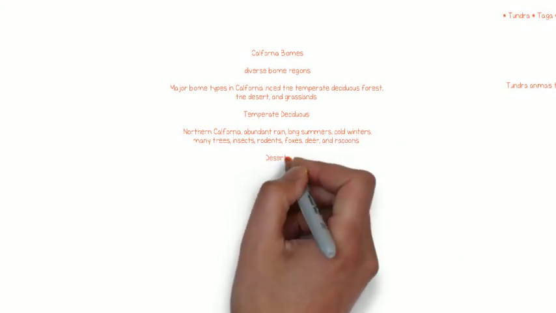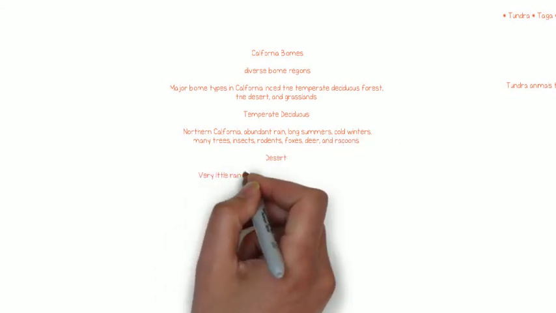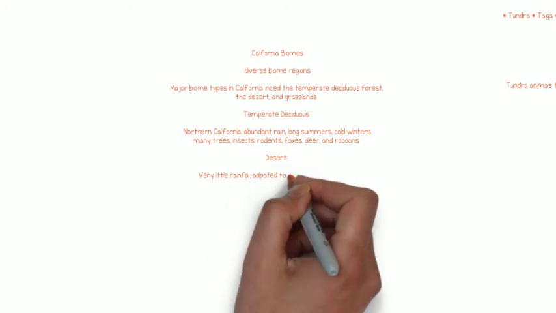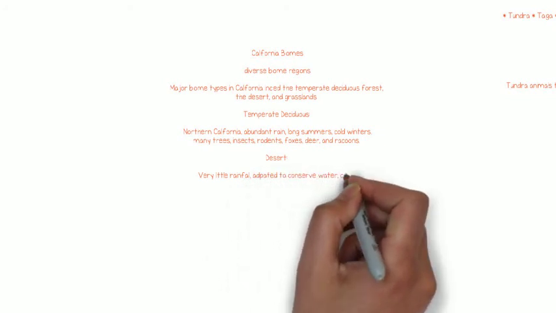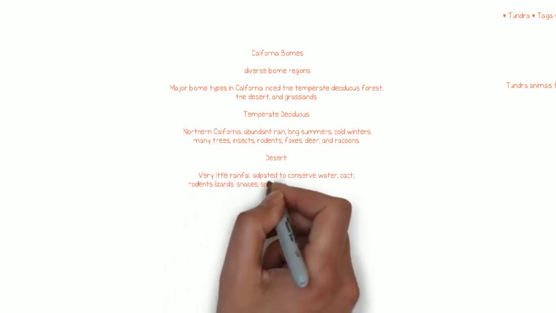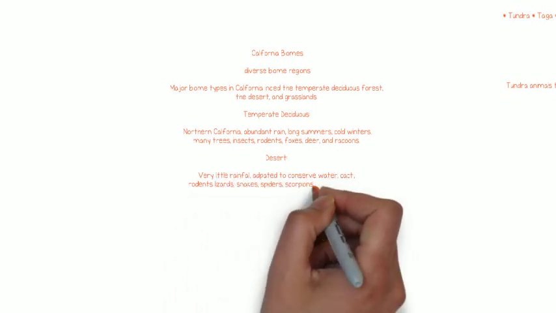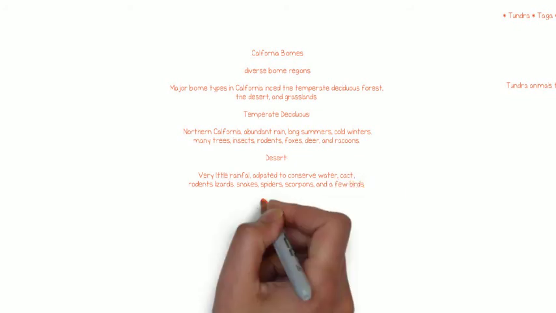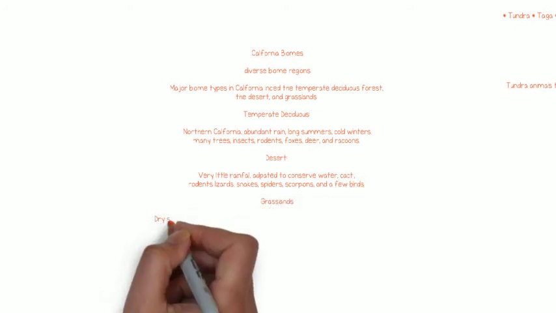Deserts. The desert has very little rainfall, less than 2 centimeters per year. Life in the desert has adapted to conserve water. Desert plants, such as the cacti in Table 1, have tough, waxy coating with thick leaves that store water. The animals include rodents, lizards, snakes, spiders, scorpions, and a few birds.